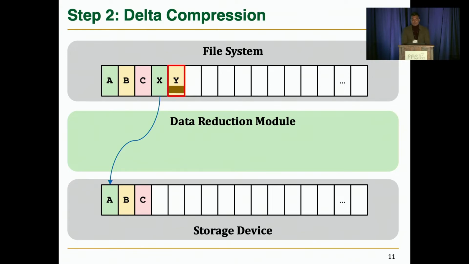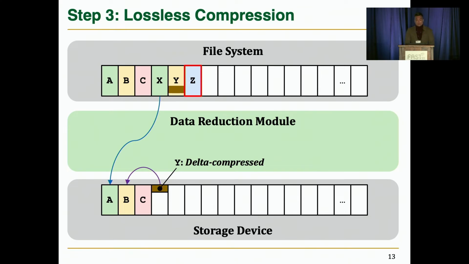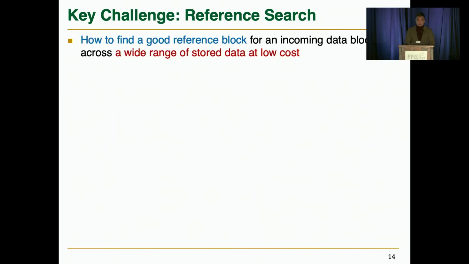If there is no identical data, the data reduction module tries delta compression. Here, block Y is slightly different from block B. So if the data reduction module somehow can find this out, it performs delta compression and stores the compressed data. In this example, the data reduction module also needs to keep the mapping information between blocks Y and B so that it can decompress the delta compressed data for future read to block Y. Finally, if there is neither an identical block nor a similar block, the data reduction module just performs a lossless compression.